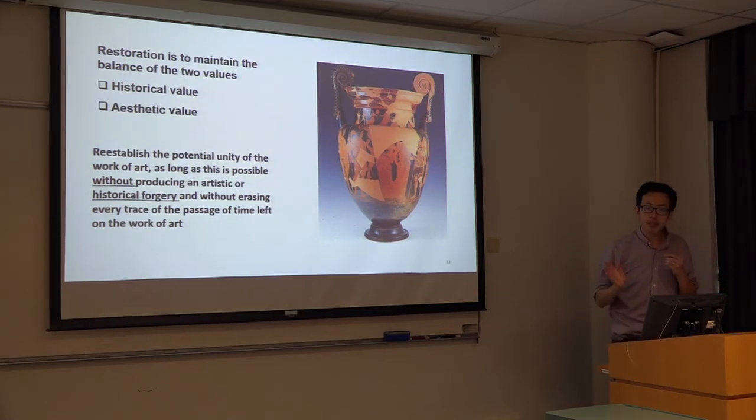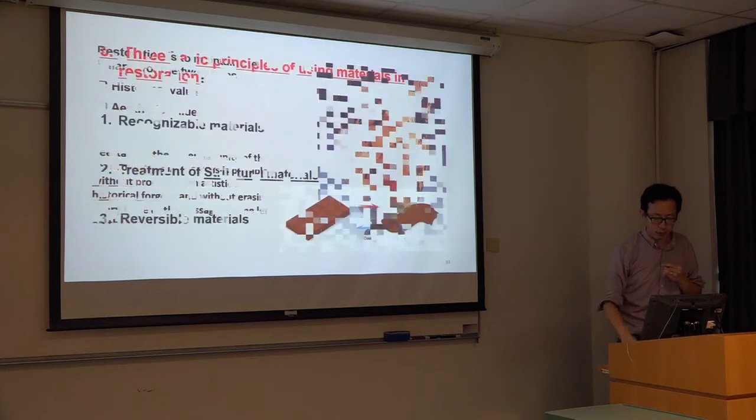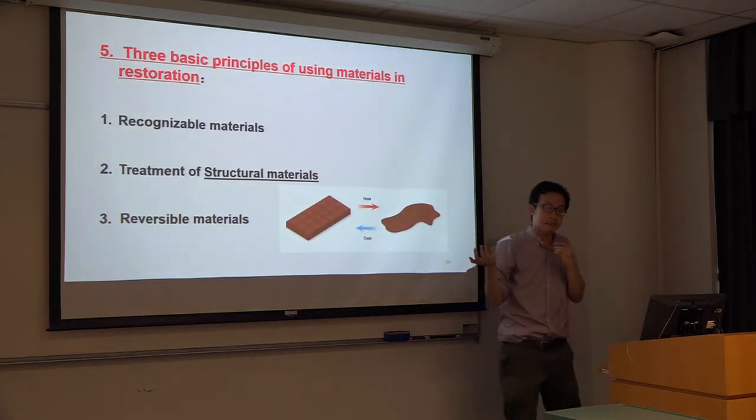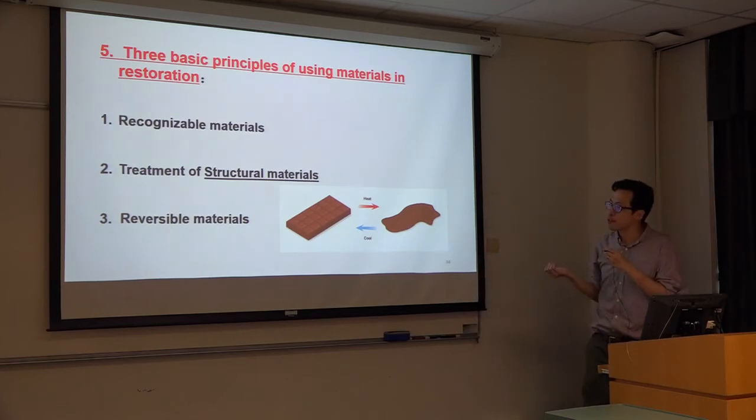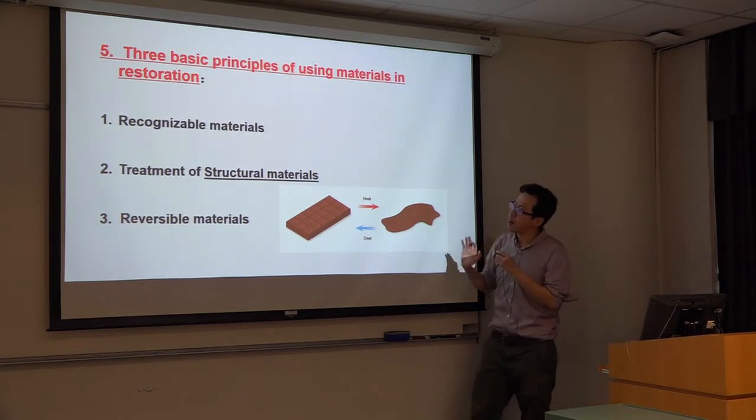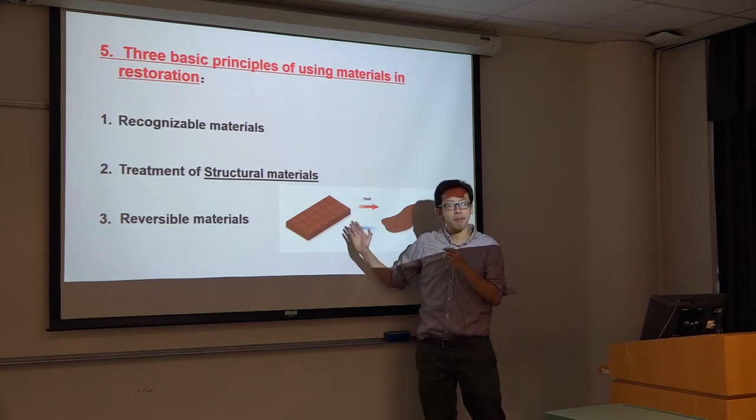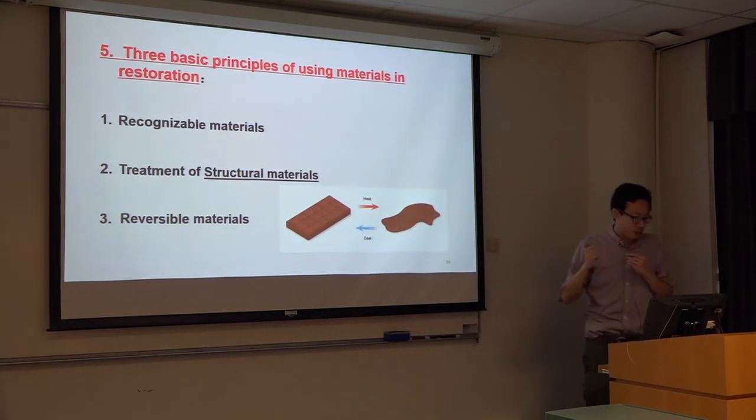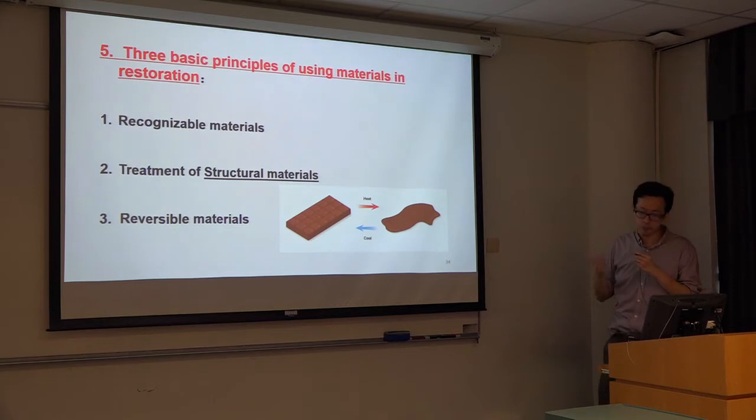Okay, any questions? Okay, if not, I will move on. As I said, in some cases we have missing pieces, right? We have to somehow strengthen the structure or make things stable. We have to put some materials on cultural heritage. And in general, we have some principles for the materials used in cultural heritage conservation.